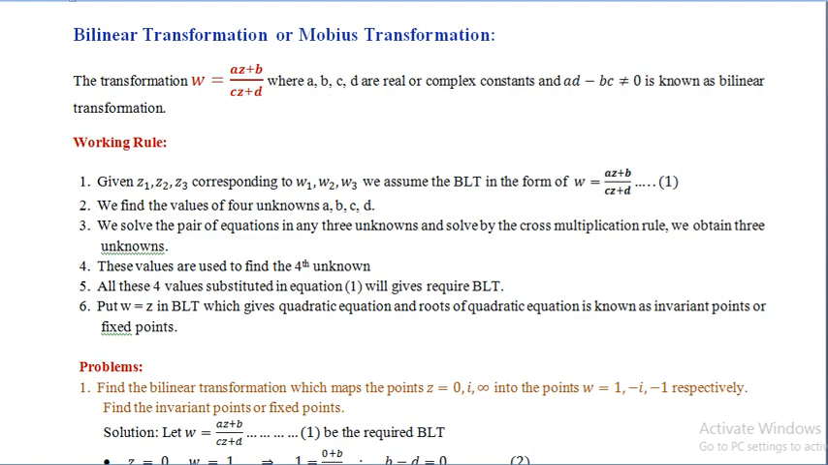And one more point: we calculate invariant points or fixed points. Invariant or fixed points: after substituting the A, B, C, D values in equation number 1, we substitute W equal to Z, and after simplifying we get a quadratic equation in Z. The roots of the quadratic equation are called invariant points or fixed points. Using an example, we will again discuss all these working rules one by one.